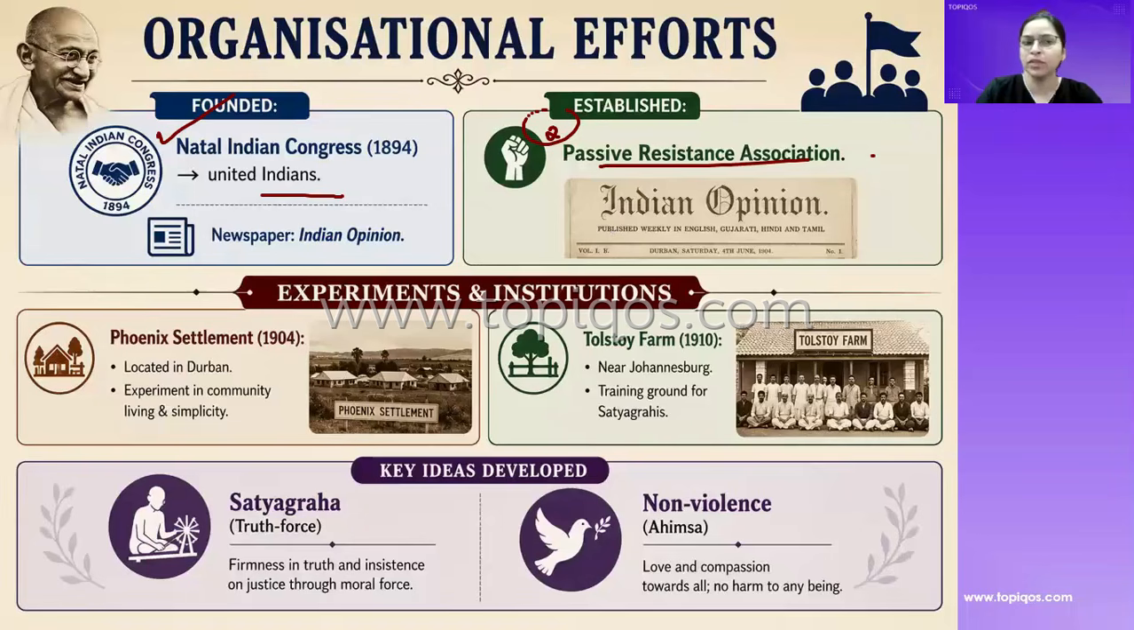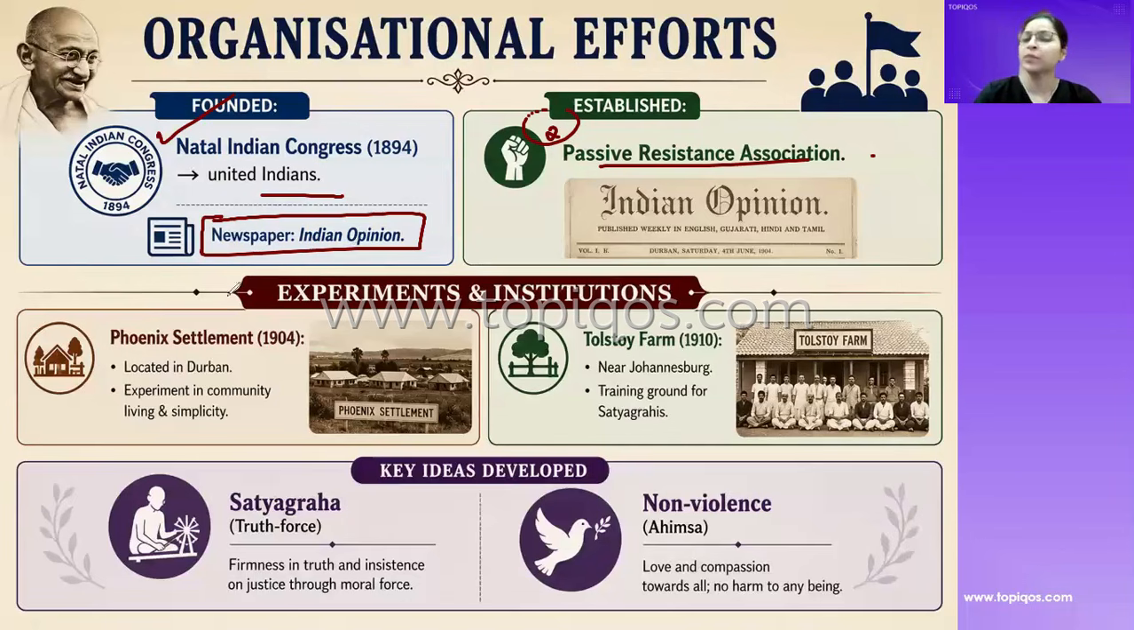Okay. Next important event was that Gandhi started a newspaper that was Indian Opinion. This was published weekly in English, Gujarati, Tamil, and Hindi. He wanted to spread the message about the discriminatory practices that were happening in South Africa, and he ensured that certain fragments of the newspaper could reach Indians in India as well, so that they would also come to know what is actually happening in South Africa.